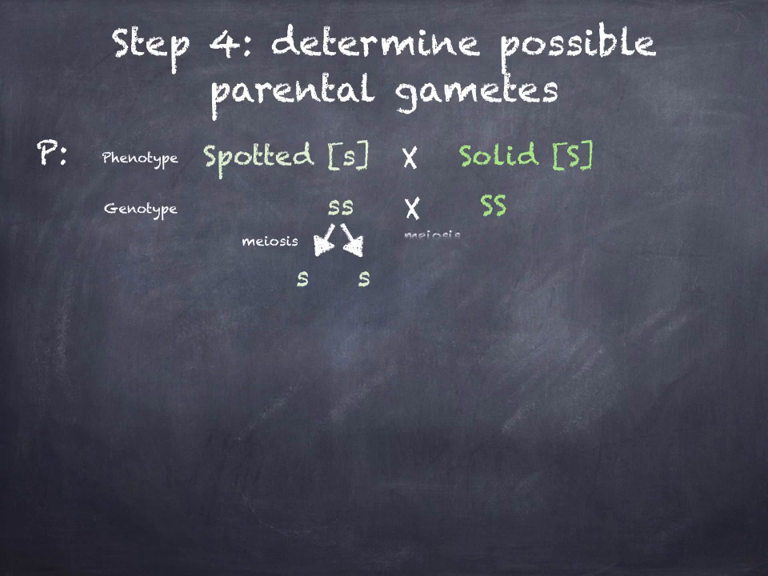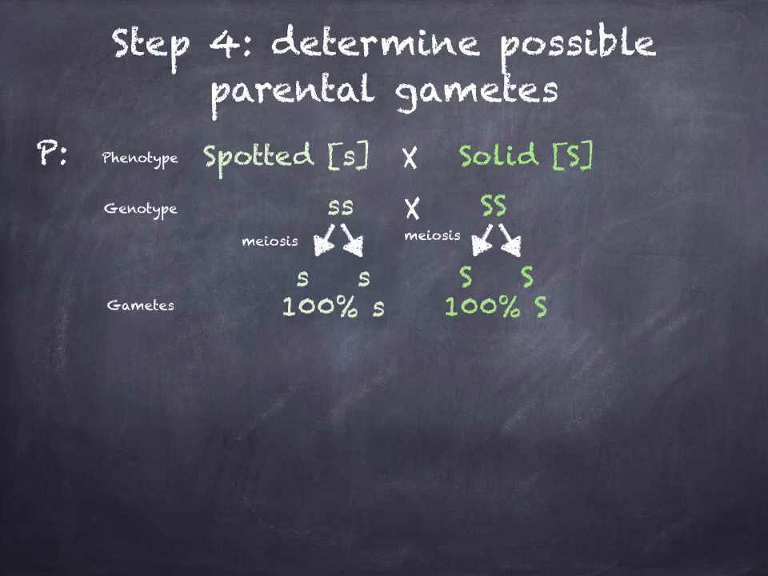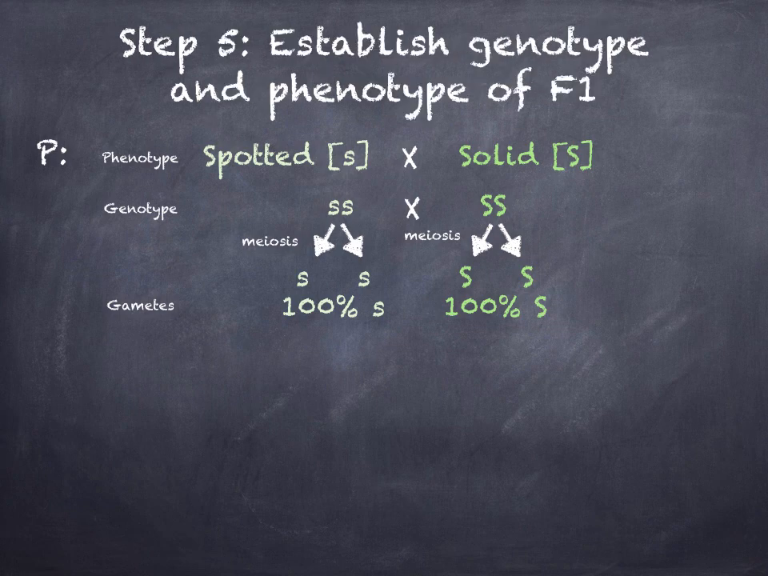Same thing for the solid colored cow. After meiosis you will have the segregation of the two genes, but because they are the same, because the cow was homozygous, all the gametes will have the big S. So the gametes produced by these parents are 100% small s for the spotted cow and 100% big S for the solid cow. The next step now will be to establish the genotype and the phenotype of the F1.